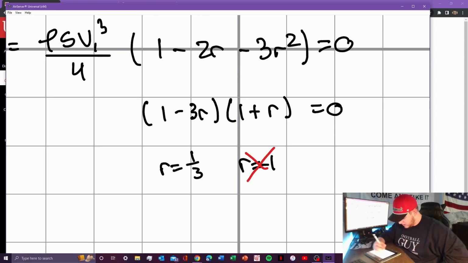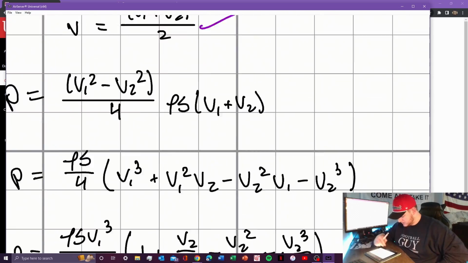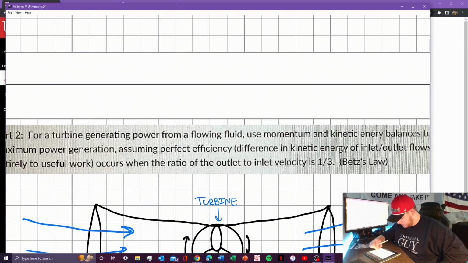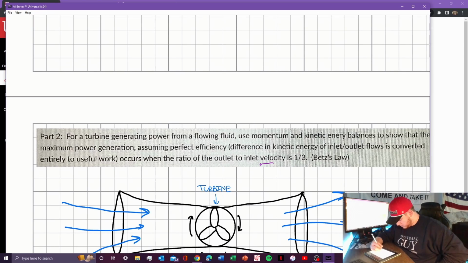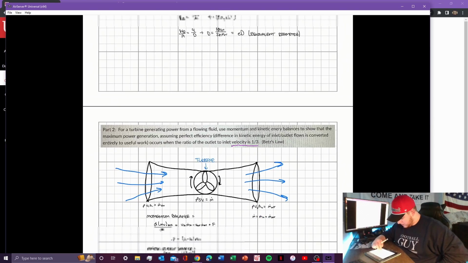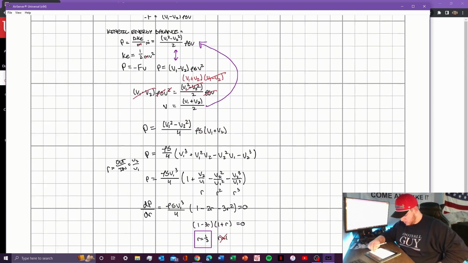And here is our solution, or our proof, that the ratio of the outlet to the inlet for the flow has to be 1/3 for maximum efficiency. And then let's just go back up to the problem here. When the ratio of the outlet to the inlet is 1/3. So there we are. Very good.